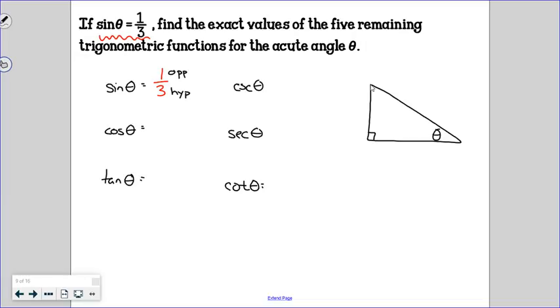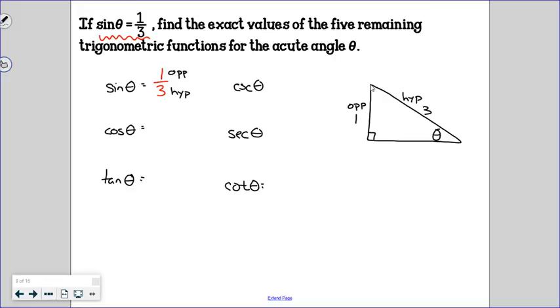So then I can come over to this picture. This would be my opposite, label it 1. This would be my hypotenuse, label it 3. And now we're back to the page we were just on before this. I have two out of the three sides. Do my Pythagorean theorem and find the third side. Set up my other five trig functions.